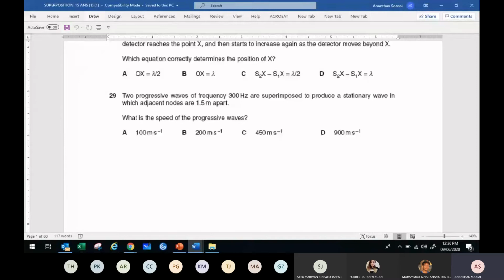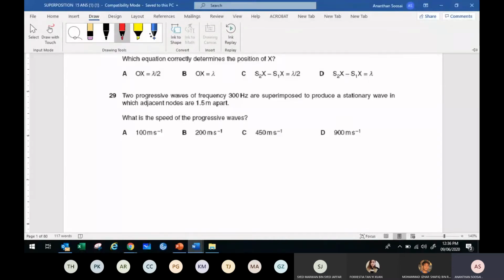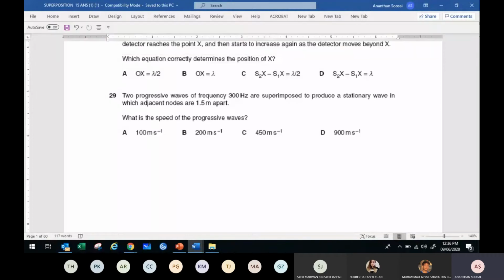So first, when you do the questions here, you must check: is it a closed pipe, open pipe, or a string? That's the main thing. So this case is a stationary wave, and they said node to node is 1.5 meters. That means from node to node, the length is 1.5 meters. Node to node, how many wavelength? It is half wavelength. So half wavelength is 1.5 meters. This is what you need to conclude. So the wavelength is how much? It's 3 meters.